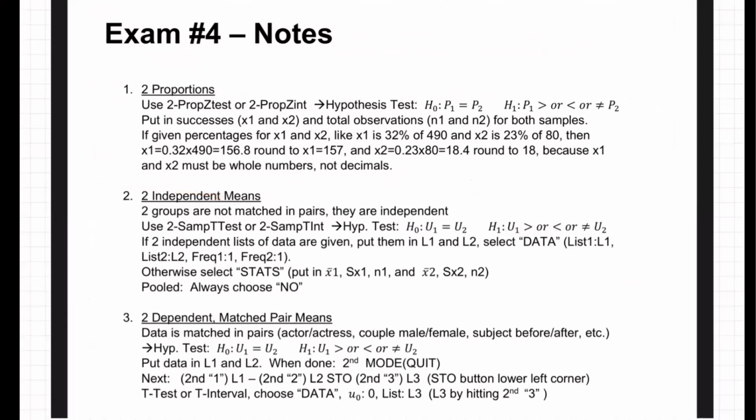Now, what are we going to use? The 2 prop z test on the calculator or the 2 prop z interval? Notice this finishes with test and this finishes with interval. This is for a confidence interval. We don't have a confidence interval right now. We have a hypothesis test. So from now on in the course, every question we do will either end with test or interval, because it's either a hypothesis test or a confidence interval.